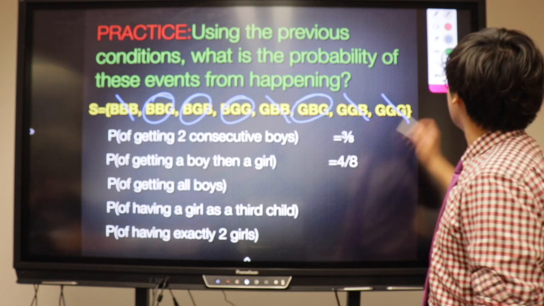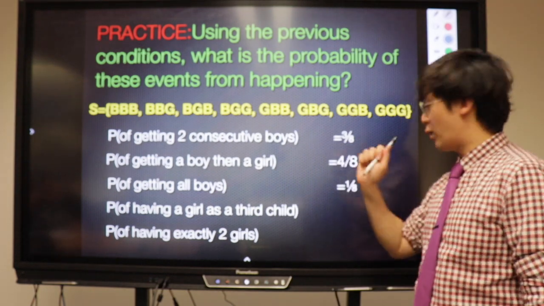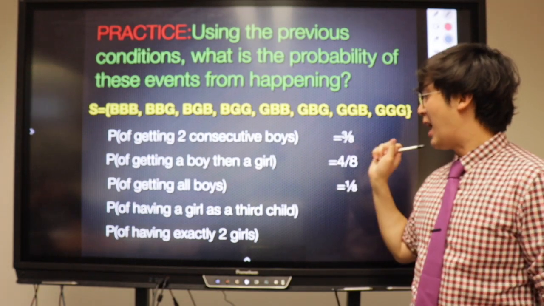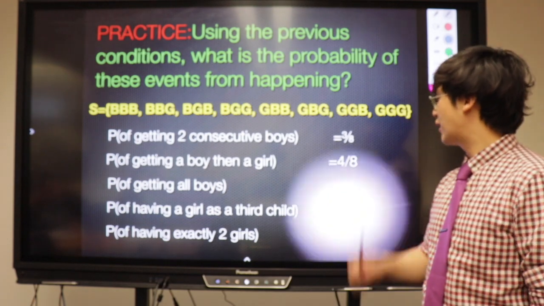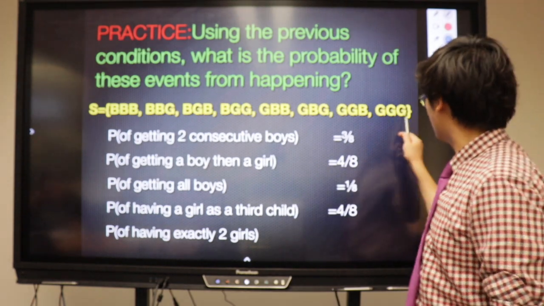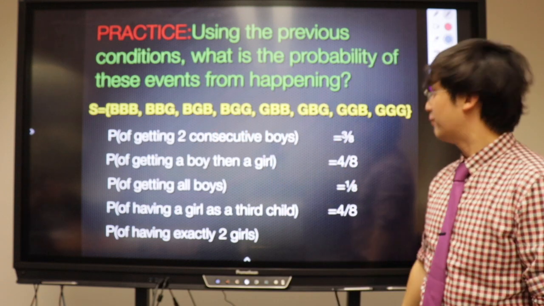How about the third one? 1 out of 8. How about the next one, having a girl as the third child? 4 out of 8, because all we need to do is look at these: 1, 2, 3, 4. Where?